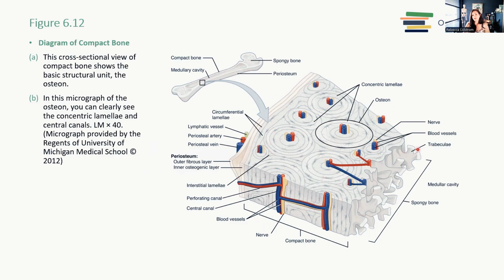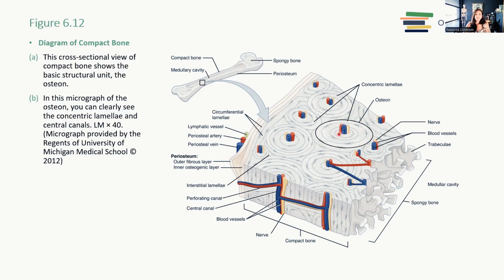Now you notice here is trabeculae, and this is part of the spongy bone. We find this on the inside lining of the medullary cavity. Now in this compact bone are these concentric lamellae, or these rings that we find. The layout of these looks much like the rings of a tree, which is what's going to help make this so strong for us.